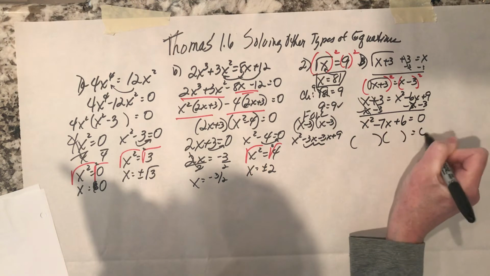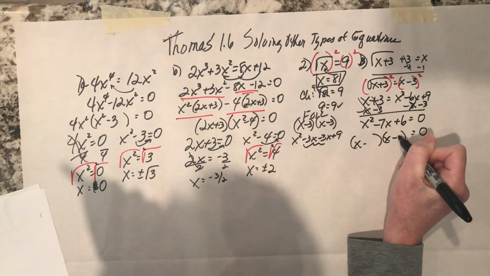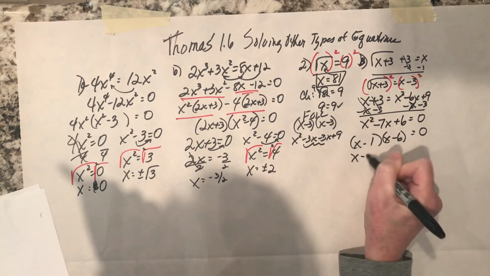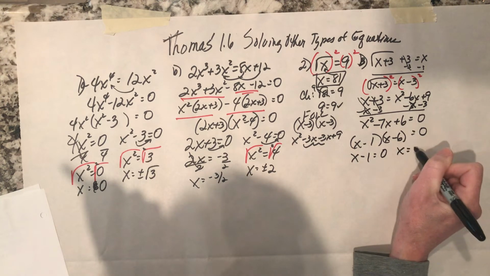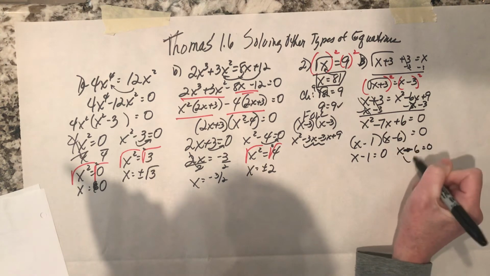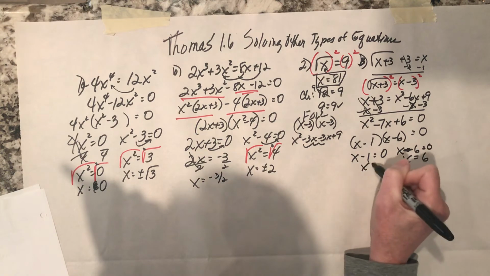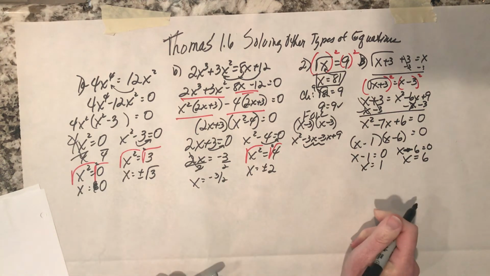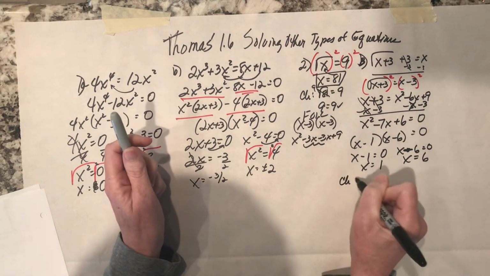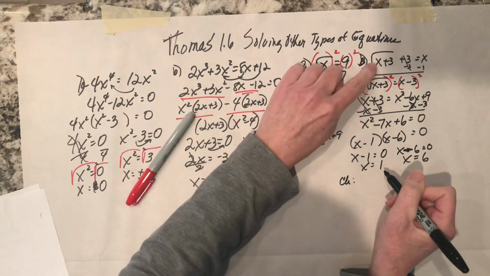Factor. Zero factor property. Minus 6 equals 0. So x equals 6 and x equals 1. We've got to check both of those. So checking the 1, put a 1 in up here.